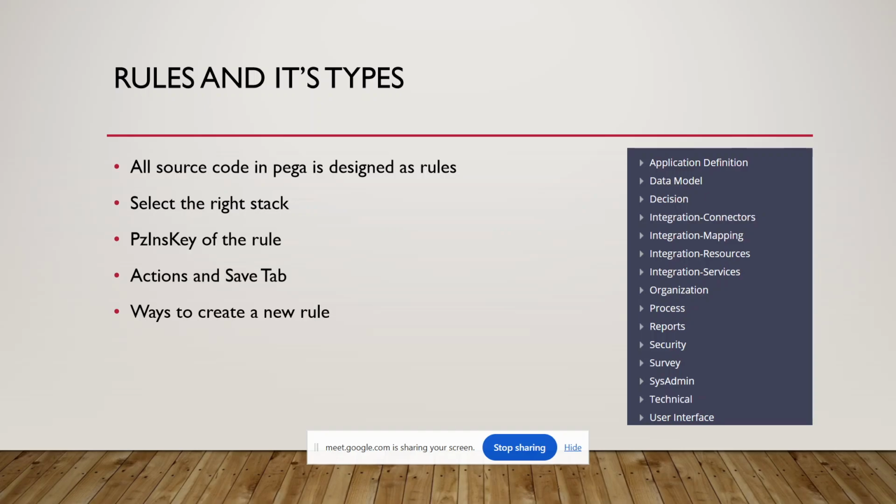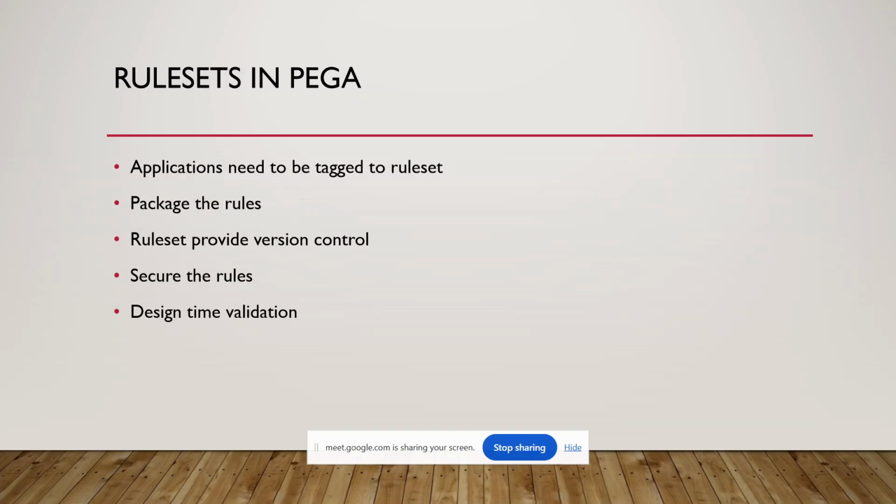Yesterday we had a discussion on rules and its types, where we understood what a rule is, why we create a rule inside the rule set, what a precedence key is, and how to select the right stack while creating a new rule. We went to the actions tab, which is present in each and every rule. Then we understood how to create a new rule, and we went through 3 to 4 ways in which we can create one.